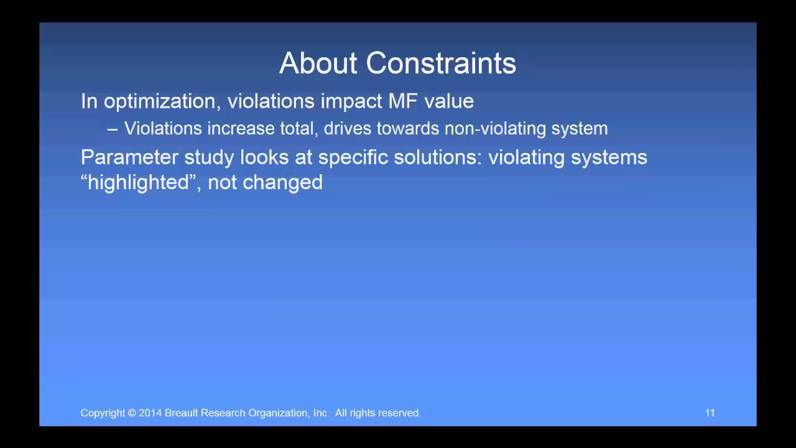Okay. Now, in terms of optimization, which of course is the end goal of this process, if you have a violation to the constraint, it will impact the merit function. So a violation of the constraint will increase the total value of the merit function, which will drive the optimization towards a non-violating system. Because the parameter study looks only at specific solutions, violating systems won't be changed, but they will be indicated to you, so you take that into consideration when you're deciding which result of this parameter study you want to look at further.